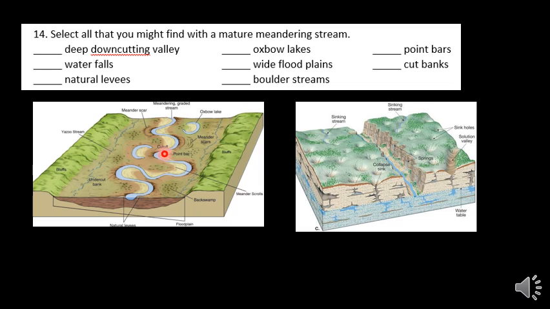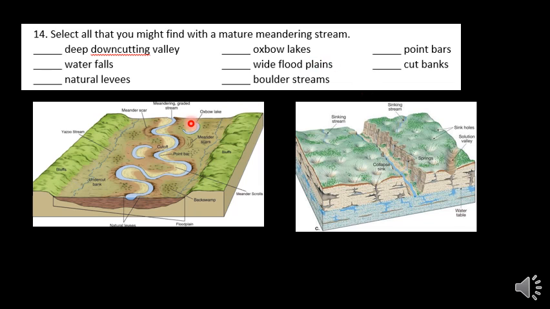So some of the features between the two, again, this one on the right would be up in the mountains. The one on the left is down in the coastal plain where we have the meandering streams. Deep down cutting valley, well, that would not be with the meandering stream over here. That's with our mountain stream that's cutting down, trying to get down to base level.